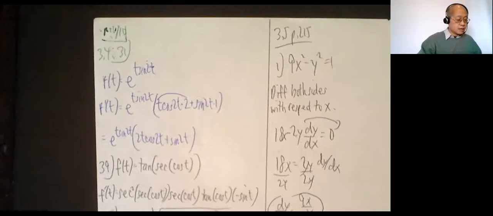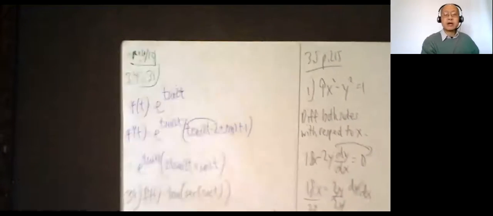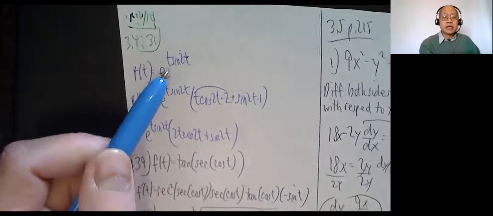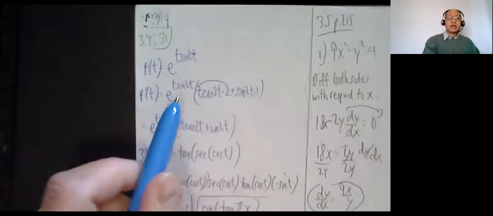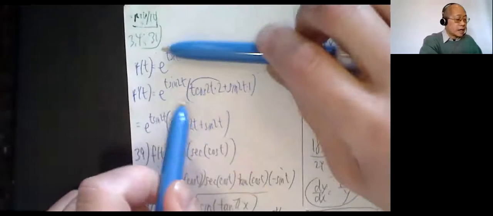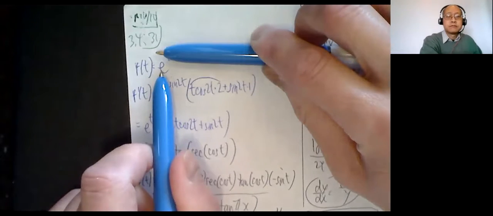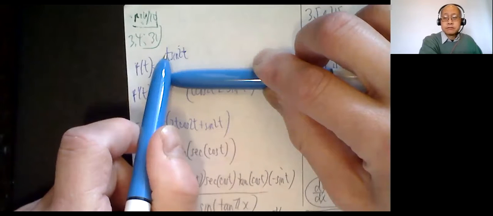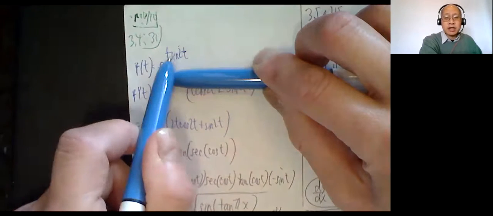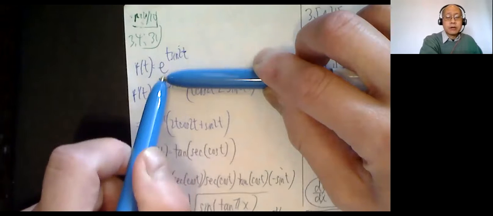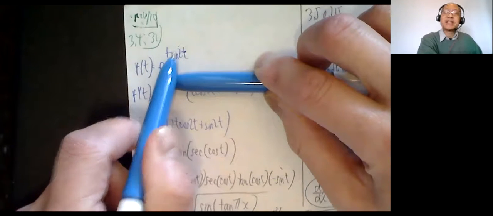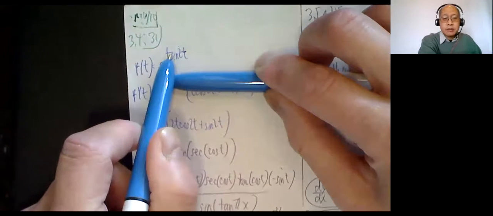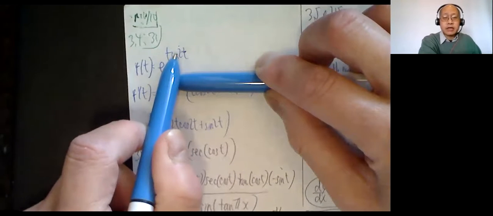Number 31. Okay, so this gets a little bit more scary. e to the t sine 2t. Now the easy part is the e, the outside function. The inside function is a product rule and a chain rule, because it's not just a sine of t, it's sine of 2t. So we know how to differentiate e to something. It's the same thing times the derivative of that exponent, and that looks like a product rule and a chain rule.